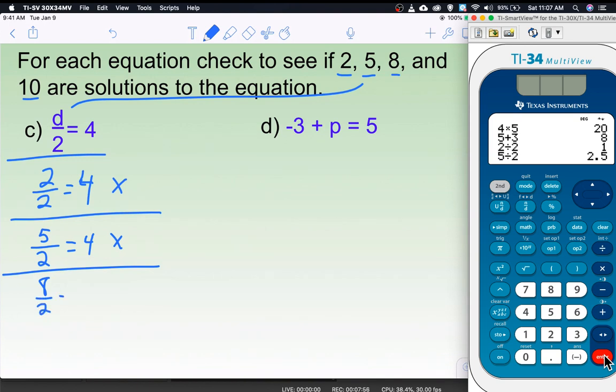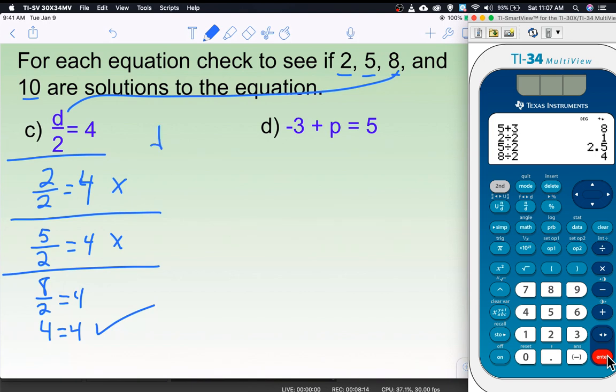8 divided by 2 equals 4. This is the next possible value. 8 divided by 2 actually does work. 8 divided by 2 is 4. So 4 equals 4. Yes, we found the solution. The correct solution was when D was equal, oopsie, not 8, when D was equal to 4. Let me try it again. The correct solution is when D was equal to 8, because when I plugged 8 in for the variable, it made everything work out. So D equals 8 was the correct solution there.